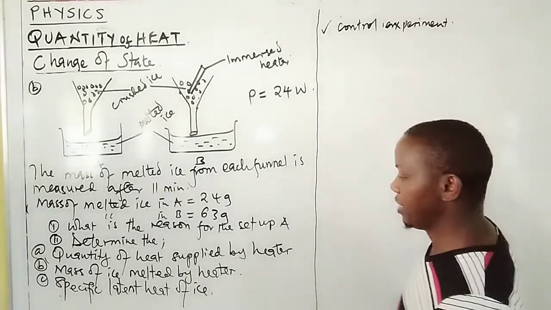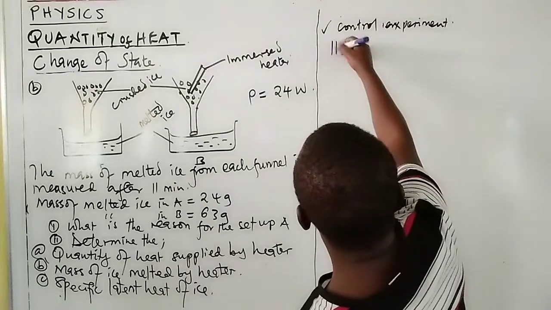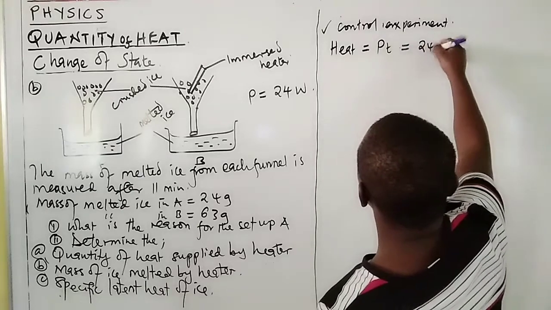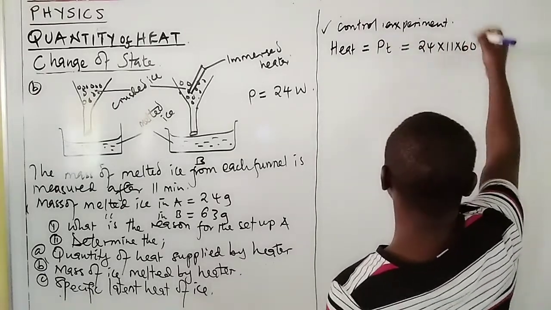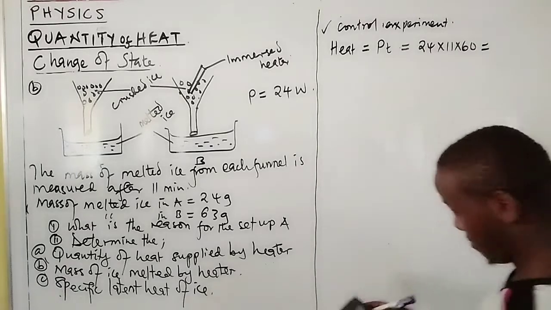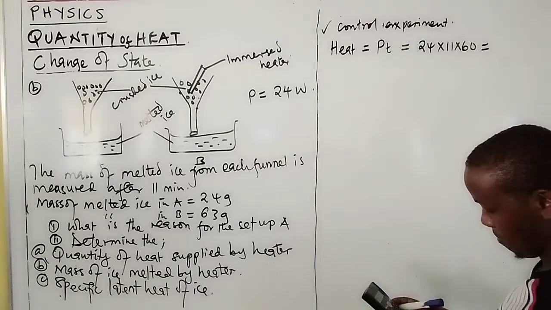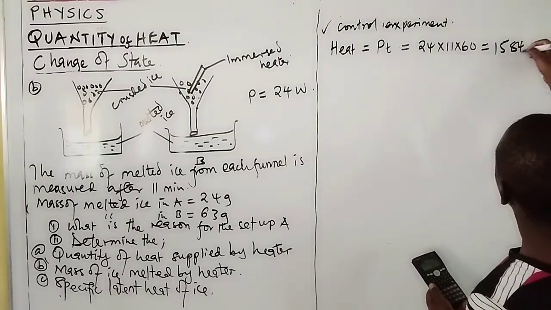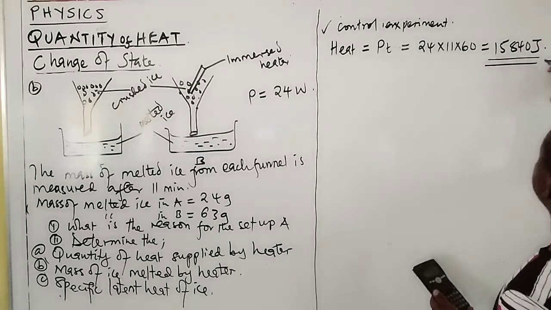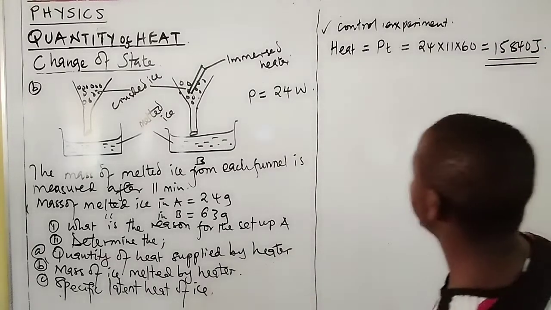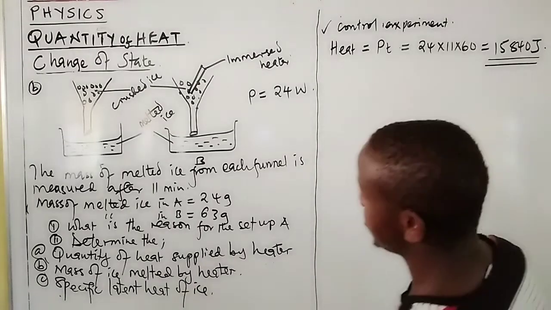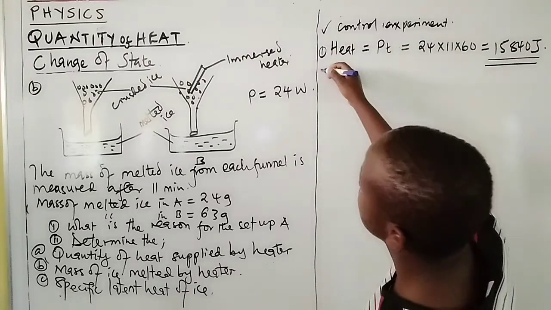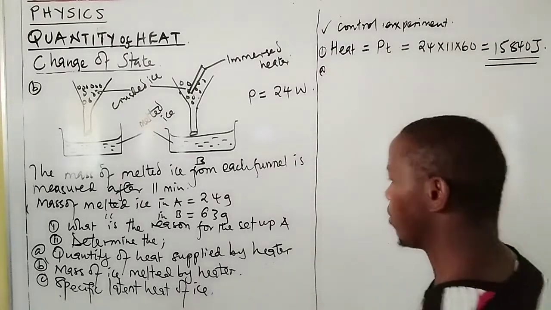Determine the quantity of heat supplied by the heater. Heat energy supplied by the heater is equal to power times time. The power is 24 watts times 11 multiplied by 60 to make it seconds. So we shall have 24 by 11 by 60, 15,840 joules, which is the energy, or the work done, that will be released.